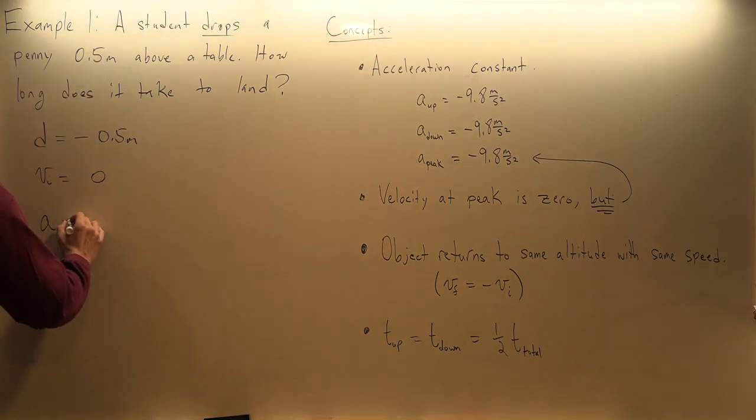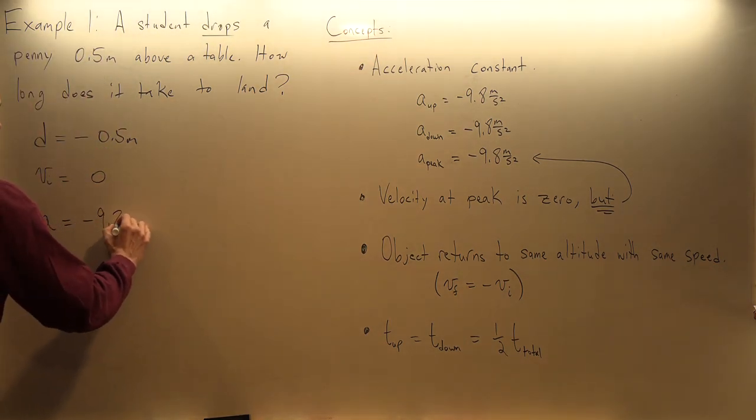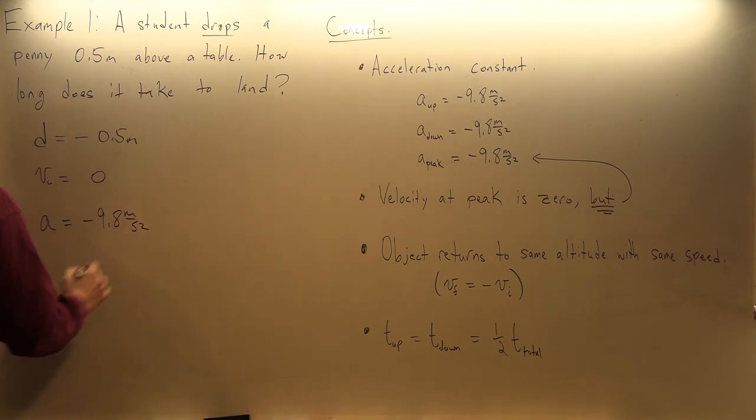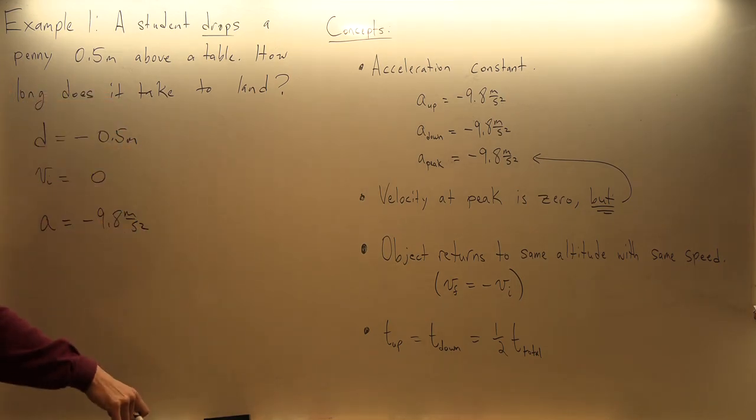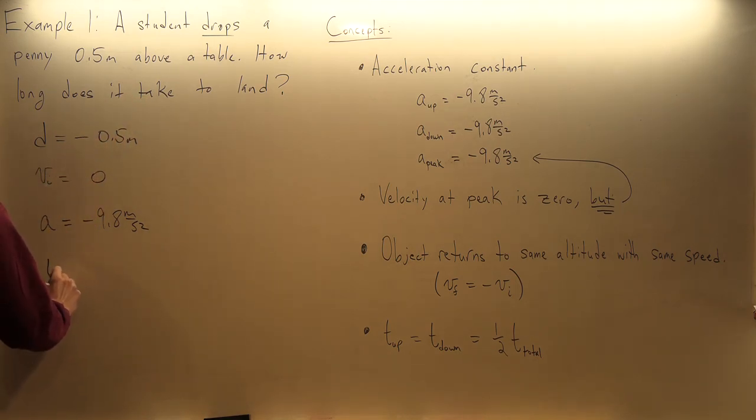You could look up, and it's in the downward direction. We'll call it negative 9.8 meters per second squared. It doesn't go up into the sky. It pulls it downward, okay? And how long does it take to land? t is what we're looking for.